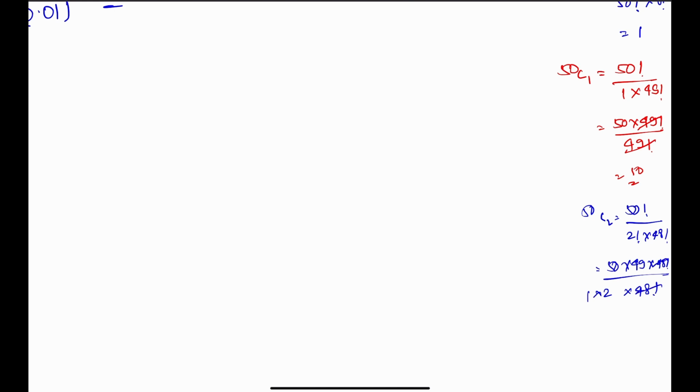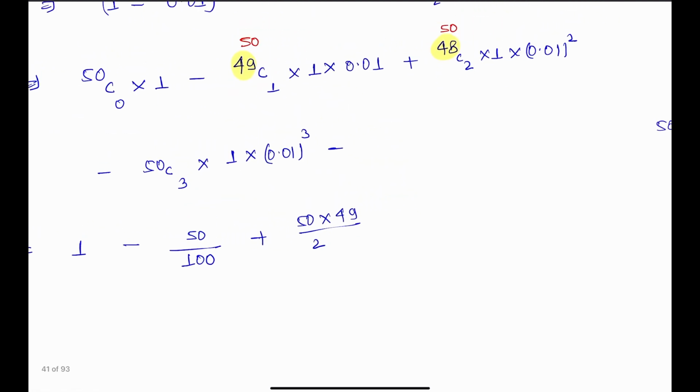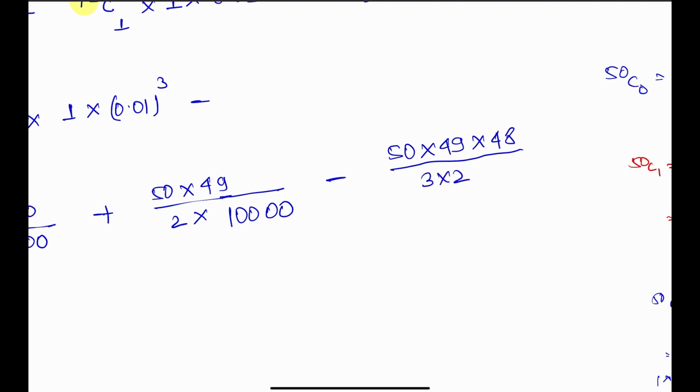This 48 will go. So I can write it as 50 into 49 divided by 2, multiplied by, because this is nothing but 1 by 100. So 1 by 100 into 100, because 2 times. So the third time again minus, this will become 50 into 49 into 48, and this 3 will become 3 into 2, 6, and then 100, 100, 100.